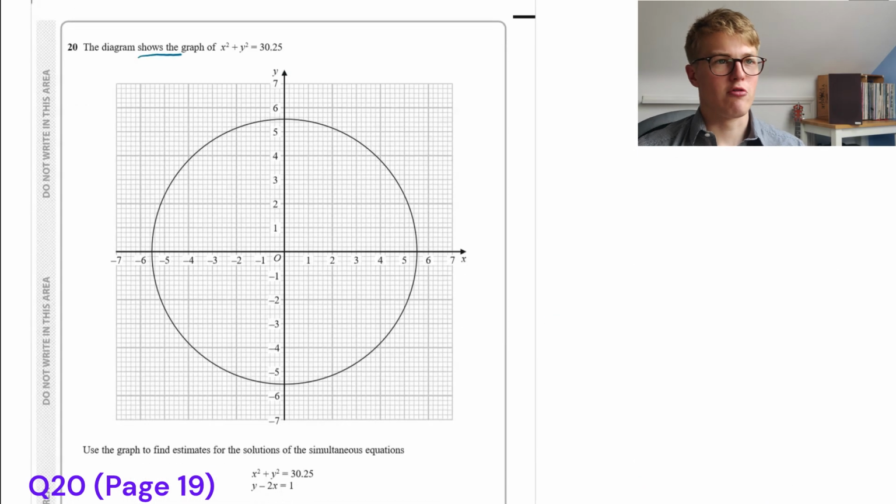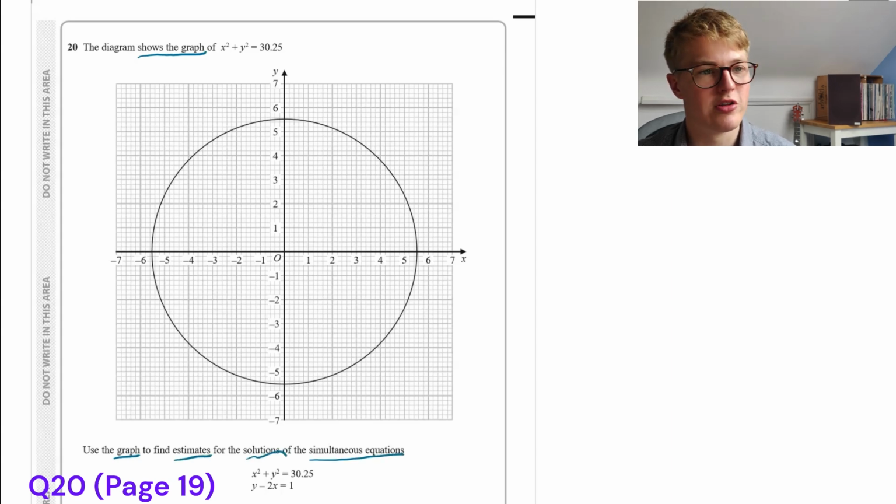The diagram shows the graph of x squared plus y squared equals 30.25. Use the graph to find estimates for the solutions of the simultaneous equations x squared plus y squared equals 30.25, y minus 2x equals 1.